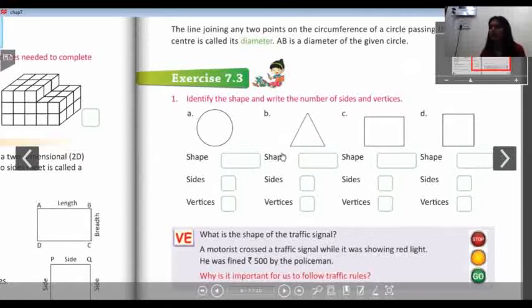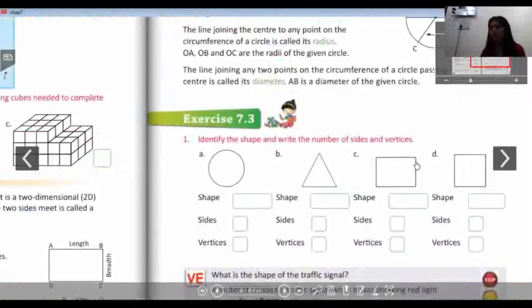And what about this? It is a triangle and it has got 1, 2 and 3 sides. And how many vertices? 1, 2 and 3. Vertices means corners. So 3. I hope the C and D you will be able to do on your own, children.